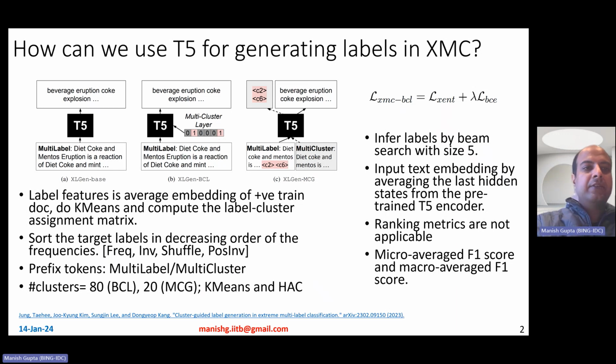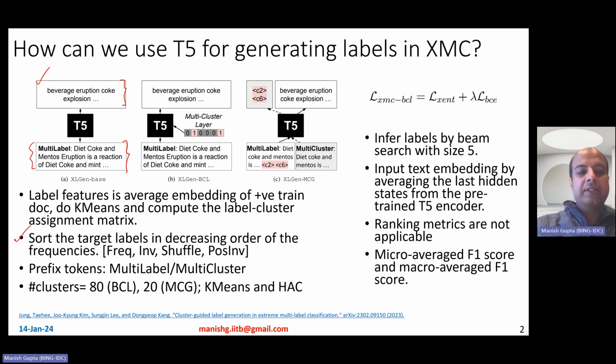Now, what you see here as the first one is the simplest way of using T5, right? So essentially, if you have a data point and you want to classify it into several labels, multiple labels, you can set it up as a sequence-to-sequence learning problem where you basically give the data point text associated with the data point as input, and you expect the T5 model to predict the set of labels appropriately.